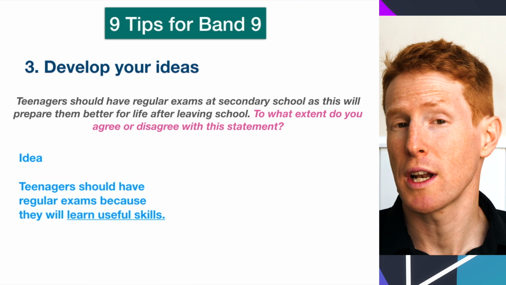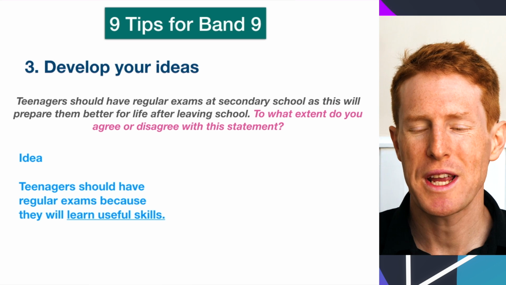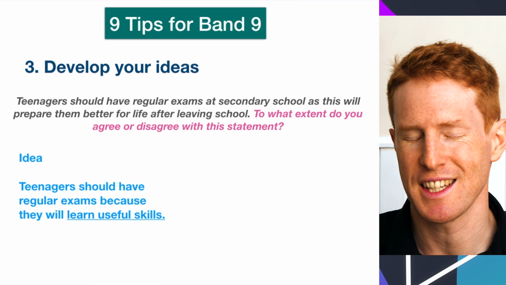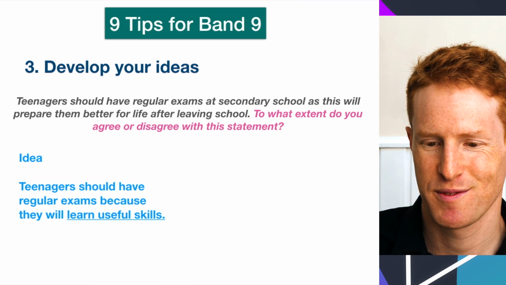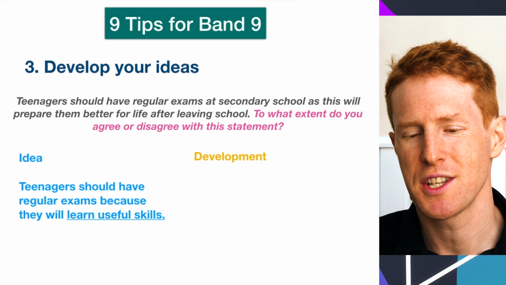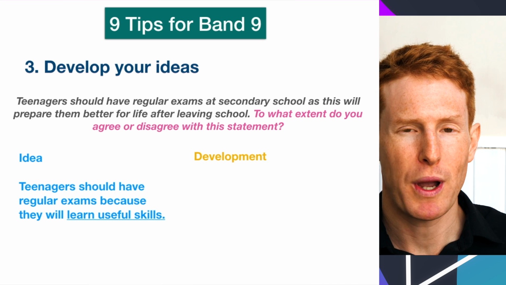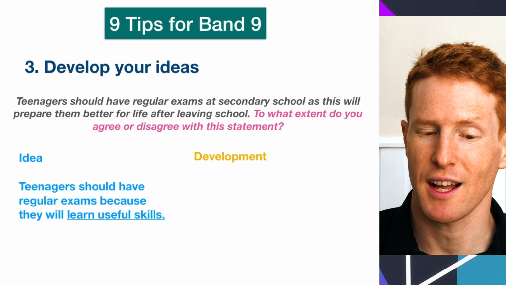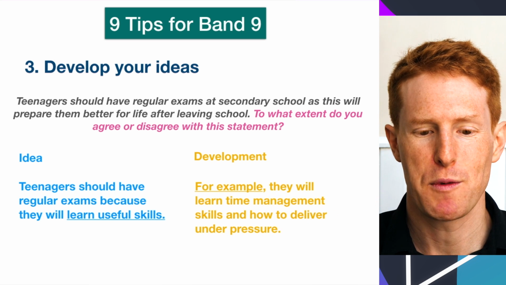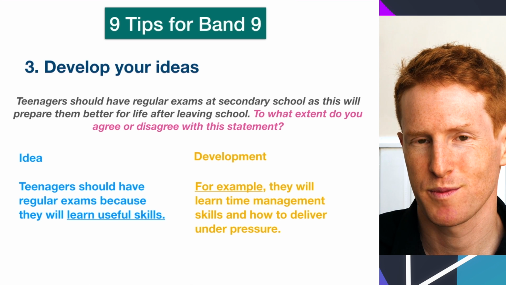Now, that's a relevant idea. However, it's not developed. We need to develop all of our ideas in order to get band 7, 8, and 9 in the IELTS writing test. So what could we write as our development? Well, I personally think the best way to develop an idea is to have an example. So we could say something like this. For example, they will learn time management skills and how to deliver under pressure.